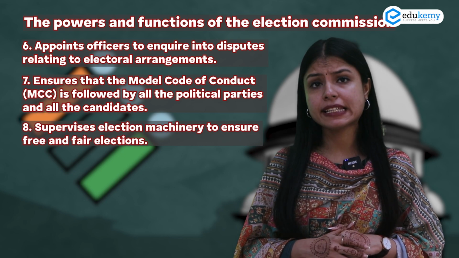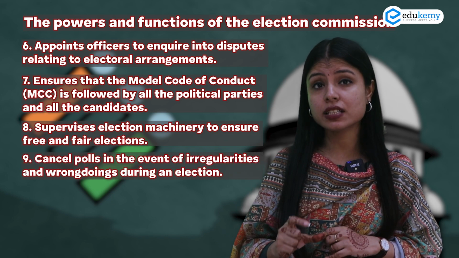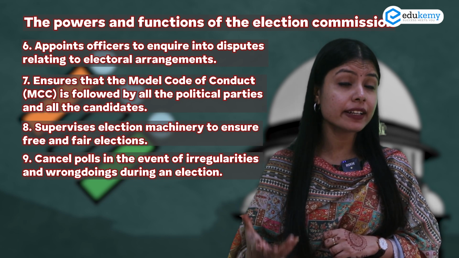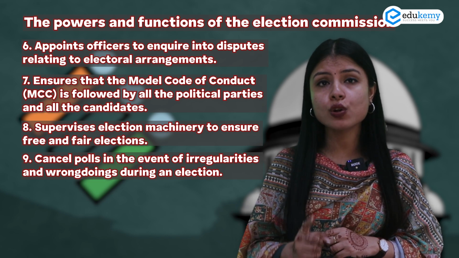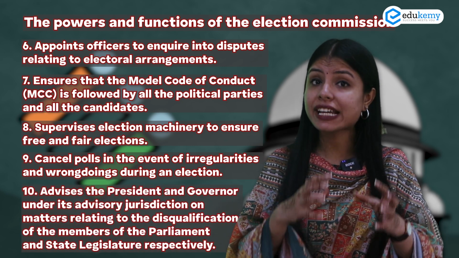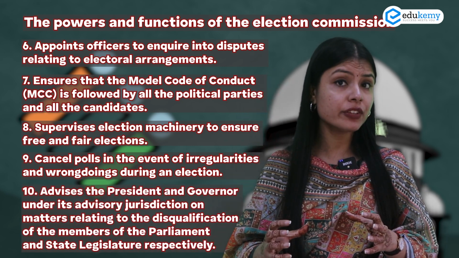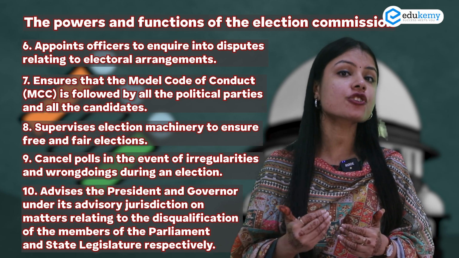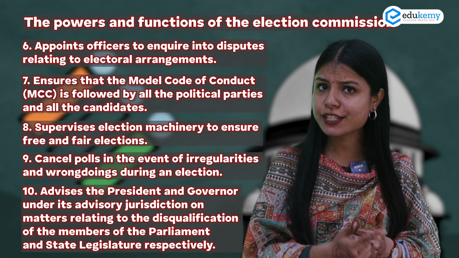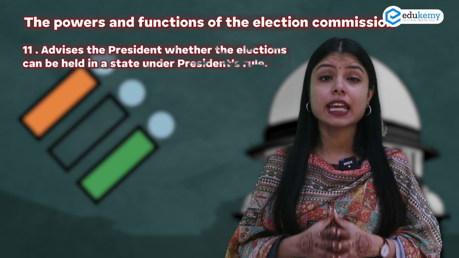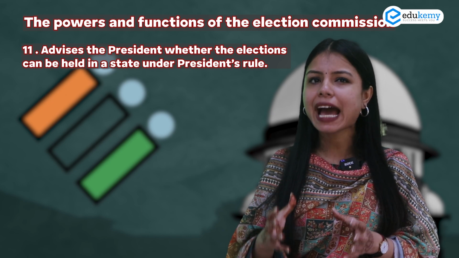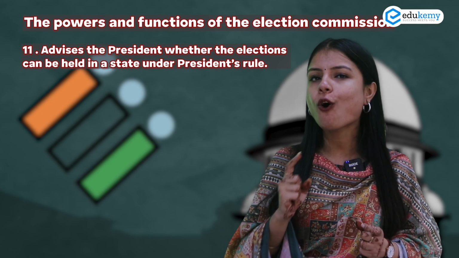Not only this, the Election Commission can also cancel certain elections in case they feel that there are certain wrongdoings or irregularities in the election procedure. That decision also lies with the Election Commission of India. At the same time, the Election Commission advises either the President or the Governor with regards to the disqualification of members: in Parliament to the President, and in case of state legislative assemblies to the Governor. At the same time, it is the Election Commission that advises the President whether elections can be conducted during President's rule or not.